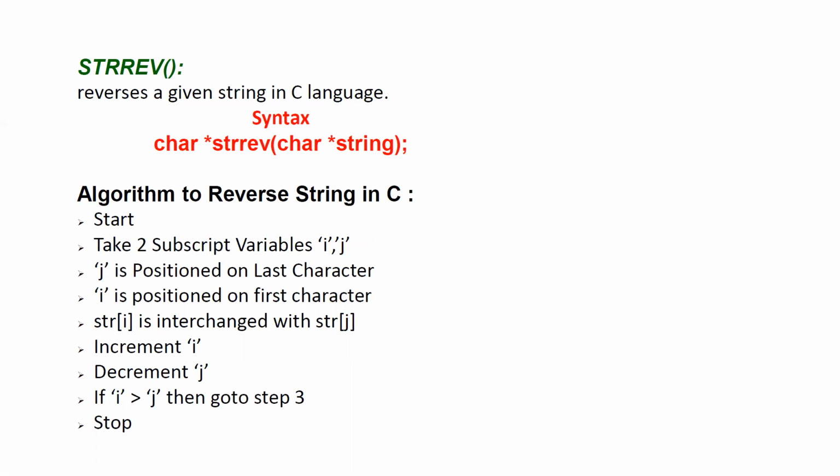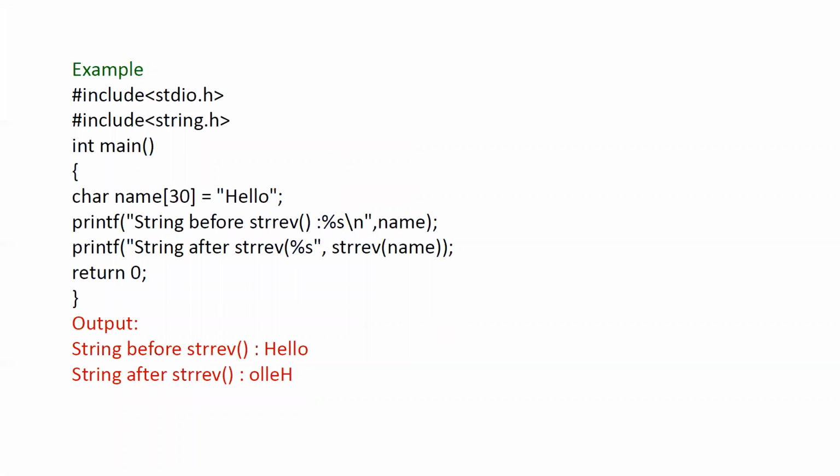Now we have to interchange the characters at those positions. For example, let's look at this. Hello is given here. i is placed at H and j is placed at O. Now these characters at positions i and j are interchanged. So H is moved to this place and O is moved to this place.